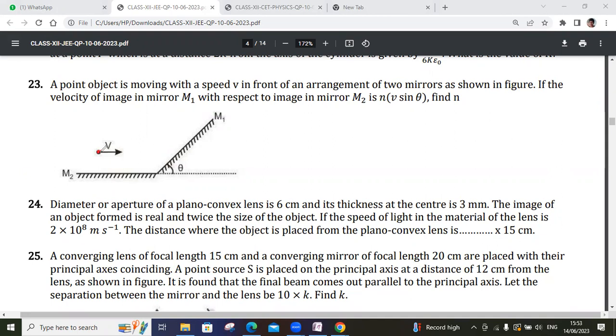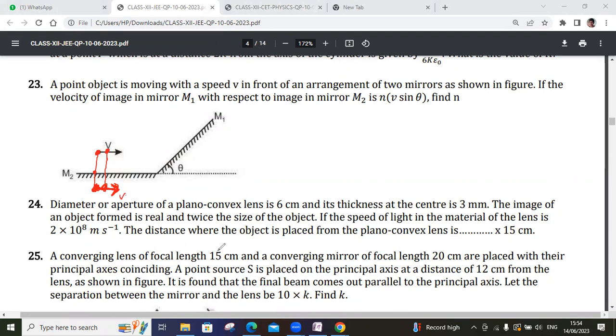If you see, this object's image in the plane mirror will be formed here, and when the object moves a little forward, the image will also move forward in the same way. So if the object's velocity is like this, the image velocity will also be v in the same direction.